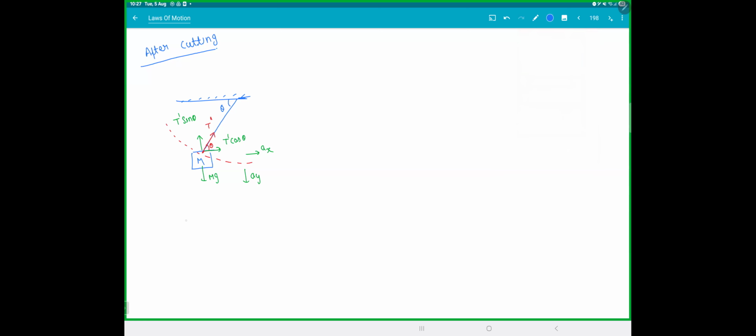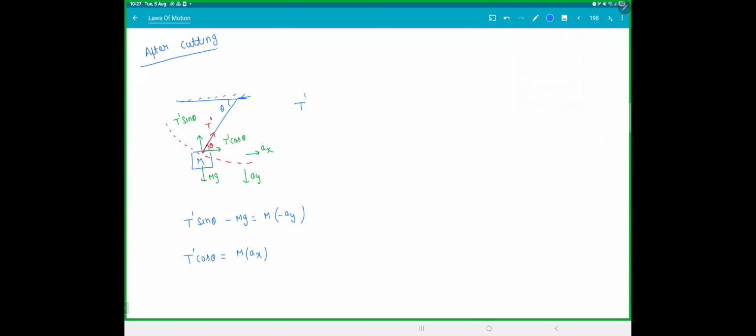So the common mistake is this. People think T dash sine theta is equal to mg. No, T dash sine theta minus mg will be mass into acceleration. There is a vertical direction, Ay is not 0. And in the horizontal direction, T dash cos theta is equal to max. There will be two accelerations. So this is the actual equations if you do it normally.